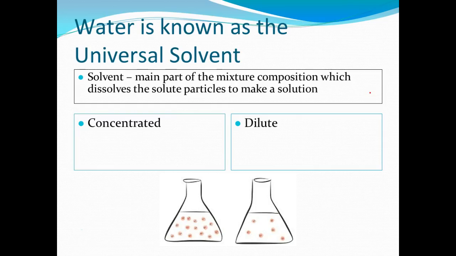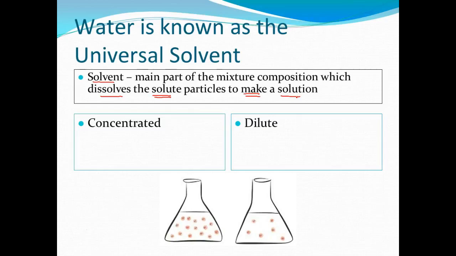So what is a solvent? A solvent is the main part of a mixture composition which dissolves the solute particles to make a solution. So a variety of vocabulary words in there. The solvent is typically water. It dissolves other particles into it, like red blood cells, white blood cells, platelets, maybe electrolytes in that IV bag. But the water does the dissolving, and together the solute and solvent make a solution.